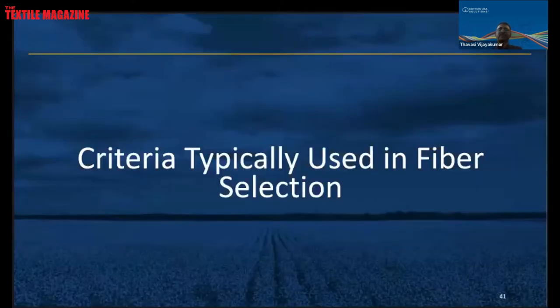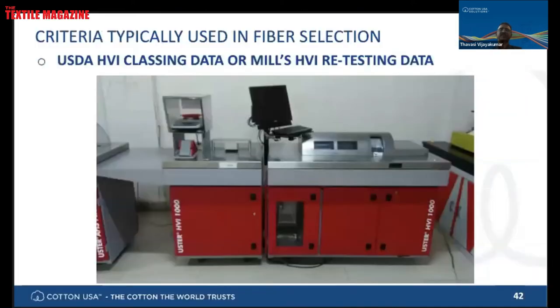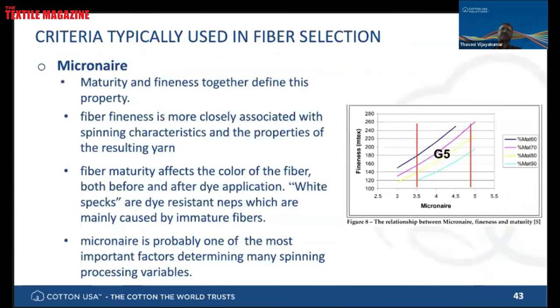Which parameters should be used in fiber selection? This is the most important part which we are discussing. Most of the critical parameters obtained from HVI testing are used in fiber selection, because many think that bale management or cotton fiber selection means only taking care of micronaire and plus b value. But if you consider all the parameters from HVI, you make a yarn which is totally out of barre and with yarn qualities which are very consistent.